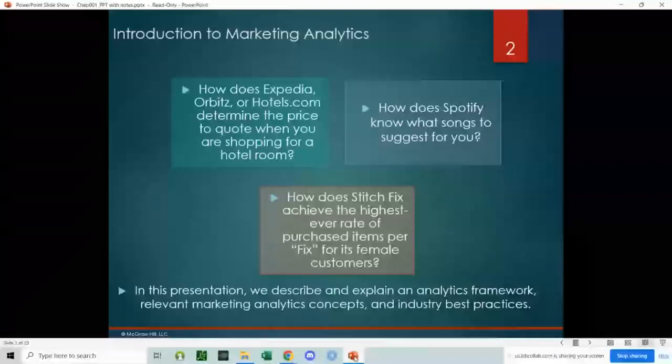Or you have Spotify or similar, Pandora, all the different music venues. How do they suggest which songs to play to you? Now, most of them, in my experience, don't do a very good job, so a lot of the underlying algorithms could probably use some work. And how did Stitch Fix achieve the highest ever rate of purchased items per fix for its female customers? So we'll get to each of those kinds of domains from an analytics perspective.